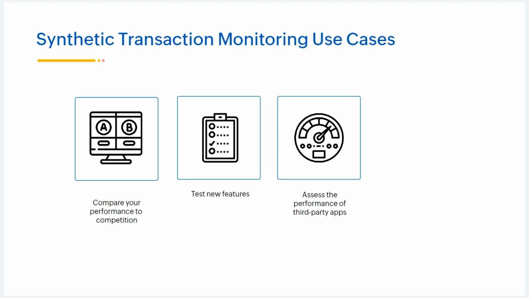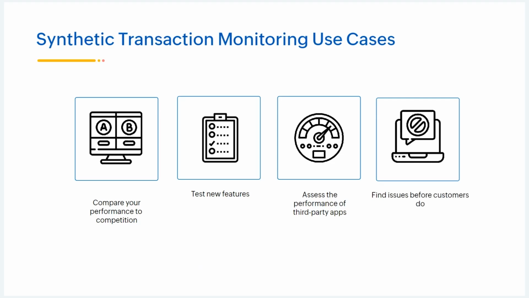So by monitoring the steps involved in a transaction and the page load times for each step, you can evaluate the performance of third party applications. If a certain element's transaction time is higher than usual, you can confirm that the third party application may be underperforming. And lastly, synthetic transaction monitoring also provides direct feedback on performance issues, allowing your team to identify the root cause, engage the right experts, and resolve the problems before they impact the end users.